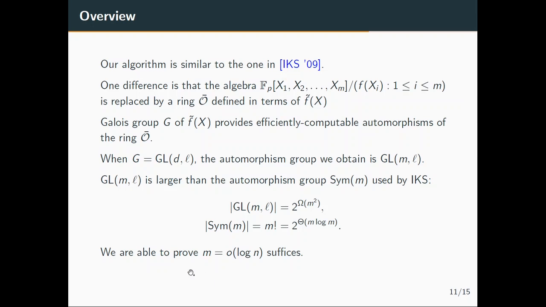So as a result, we show that choosing m to be little o(log n) is sufficient. This gives an algorithm that is faster than the Evdokimov algorithm, but only under the assumption that we are given the lifting polynomial f tilde whose Galois group is a linear Galois group.